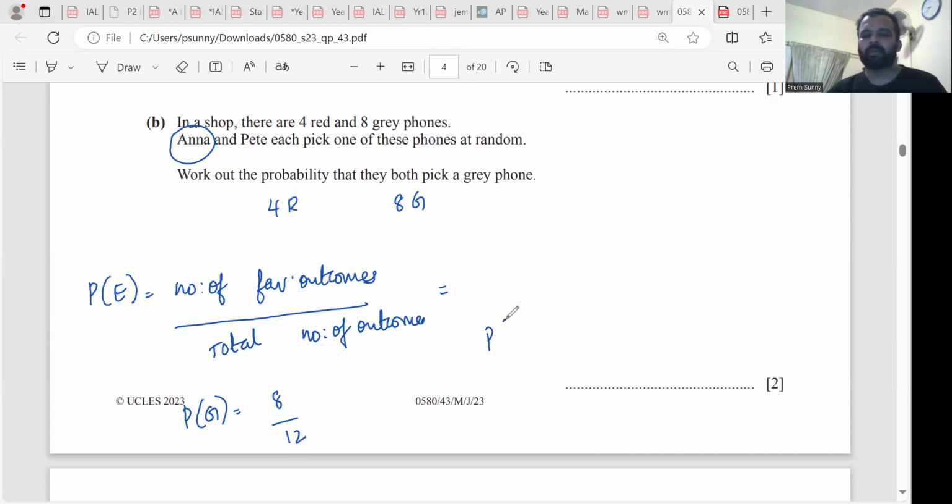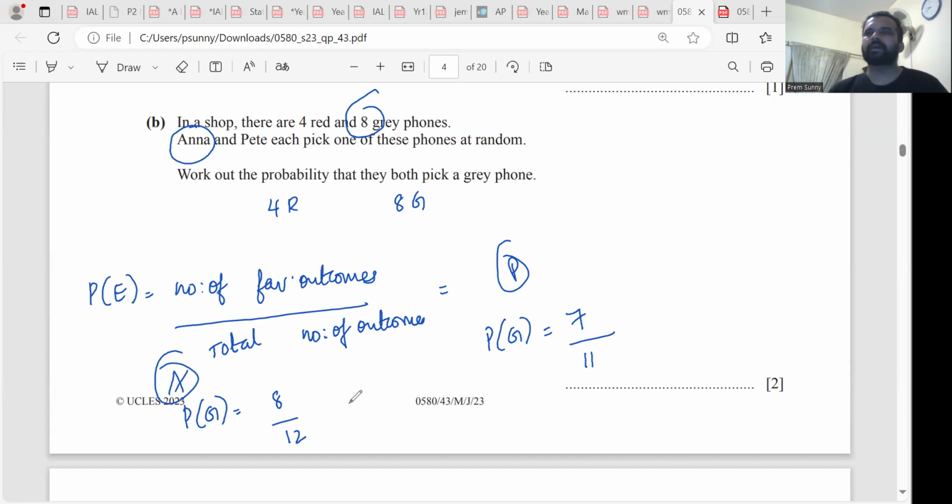So now again, probability of getting a gray when it comes to Pete, Anna already took one phone here. Now that is not getting replaced. So we have remaining 11 phones. And the phone that Anna took, we considered it as a gray phone. So out of 8 gray phones, remaining is 7. So this is for Anna and this is for Pete.